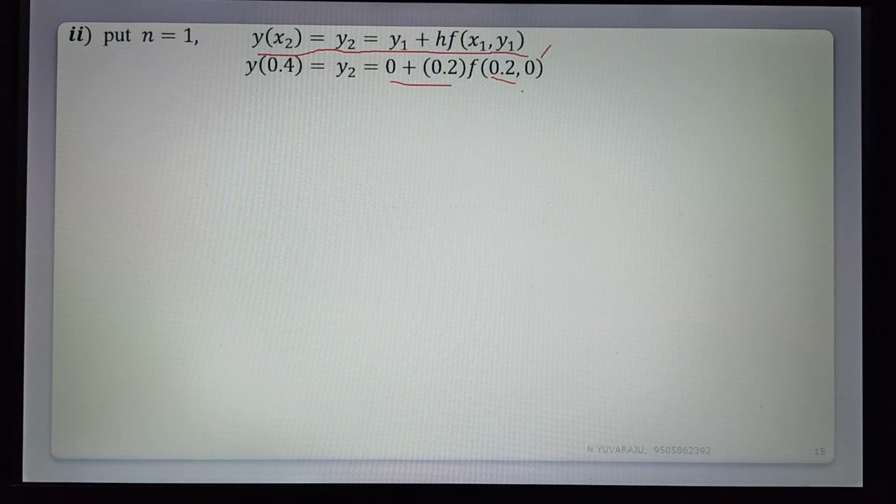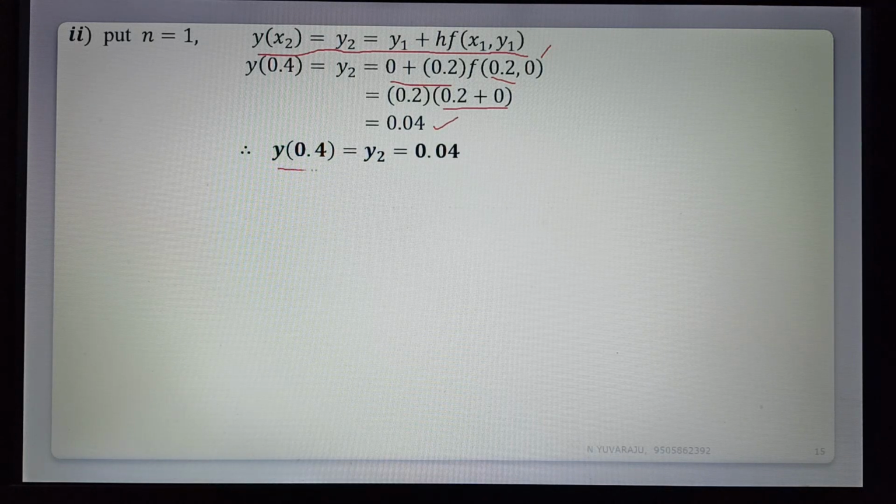So this is f of x comma y, in the function x plus y, substitute x is equal to 0.2, y is equal to 0. So that is equal to 0.2 into x plus y, 0.2 plus 0, that is equal to 0.04. This is the second value. y of 0.4 is equal to y2 is equal to 0.04.